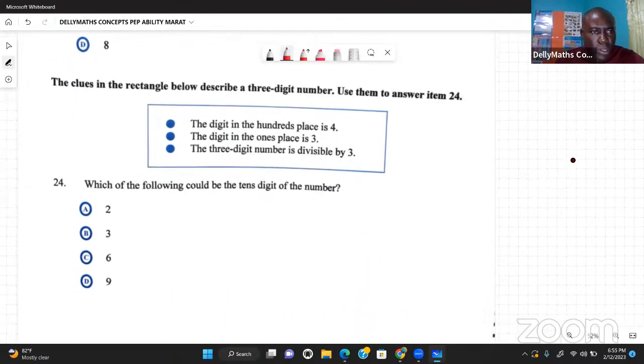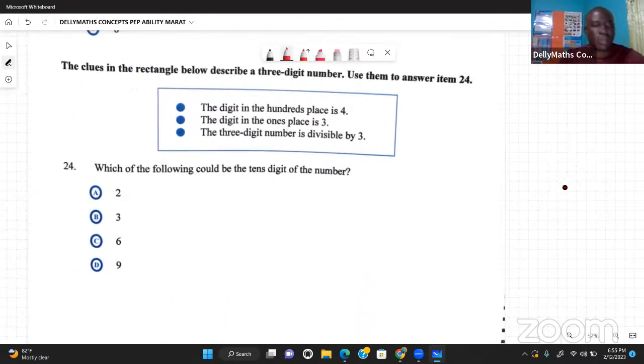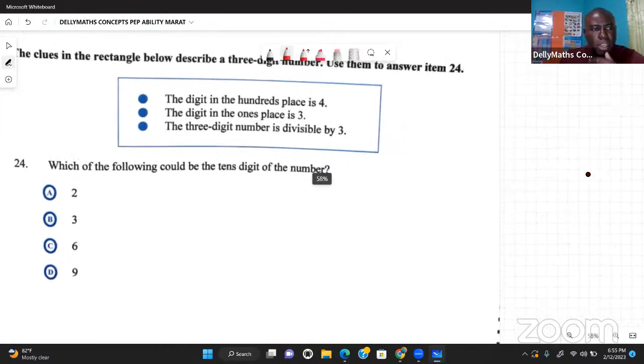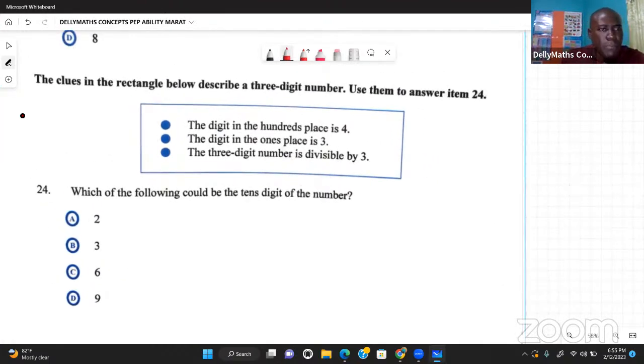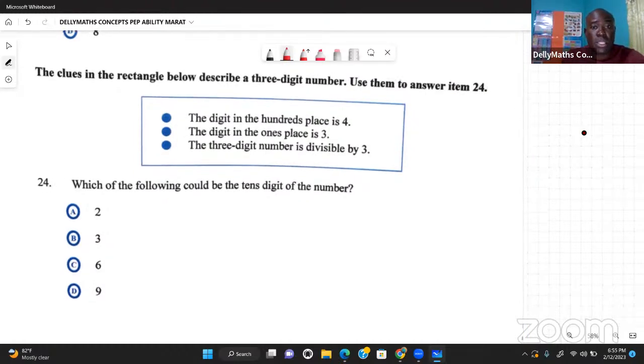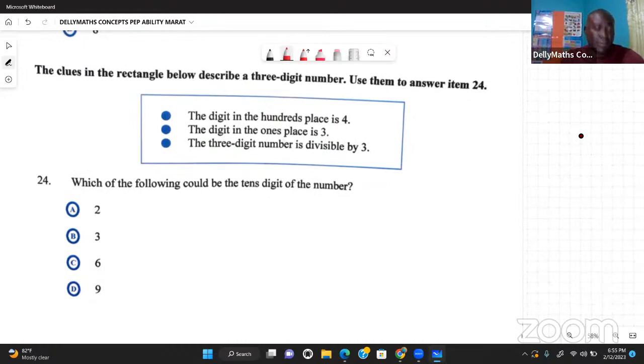All right, let's check this one out. All right, number 24. It says here, the clues in the rectangle below describe a 3-digit number. Use them to answer item 24. You're going to have to read this, and make sure which of the following could be the tens digit of the number. So let us see first, right?